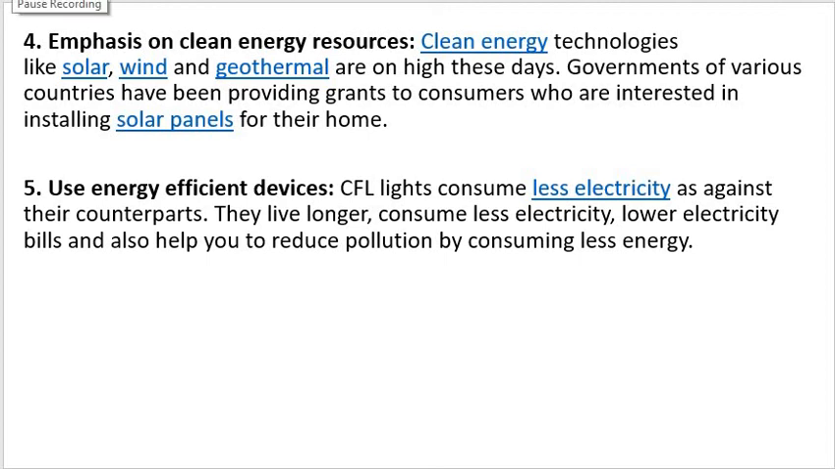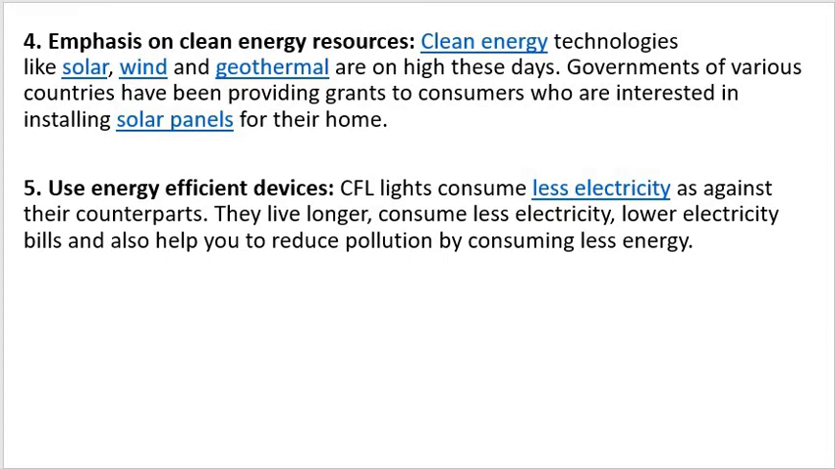Next is to use energy efficient devices. CFL lights consume less electricity than their counterparts. They live longer, consume less electricity, lower electricity bills, and also help to reduce pollution by consuming less energy.